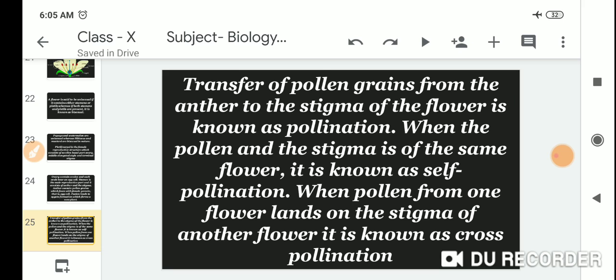Transfer of pollen grain from the anther to the stigma of the flower is known as pollination. When the pollen and the stigma are of the same flower, it is known as self pollination. When the pollen from one flower lands on the stigma of another flower, it is known as cross pollination.